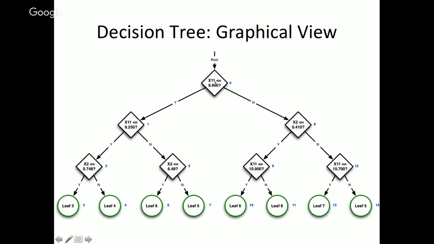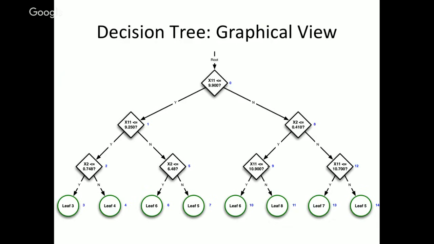So, for instance, factor 11 appears here and here. So if we go down this branch, we end up asking 2 questions about factor 11. If we go down this branch, again, we end up asking 2 questions about factor 11. So we can repeat factors. Sometimes not all factors are included in the tree. And sometimes some factors appear more than others. And it turns out that that's often related to how predictive the individual factors are.